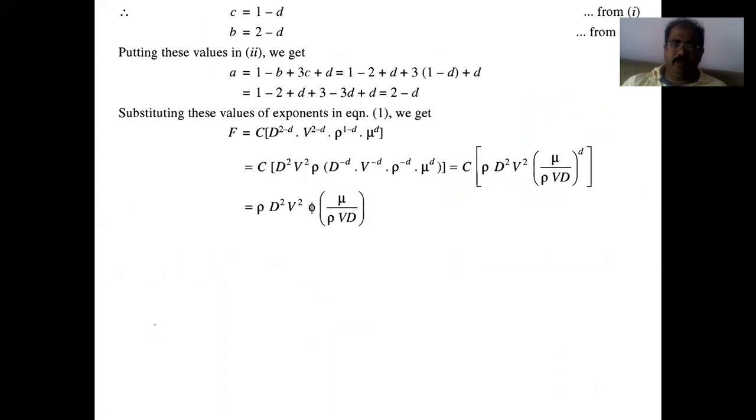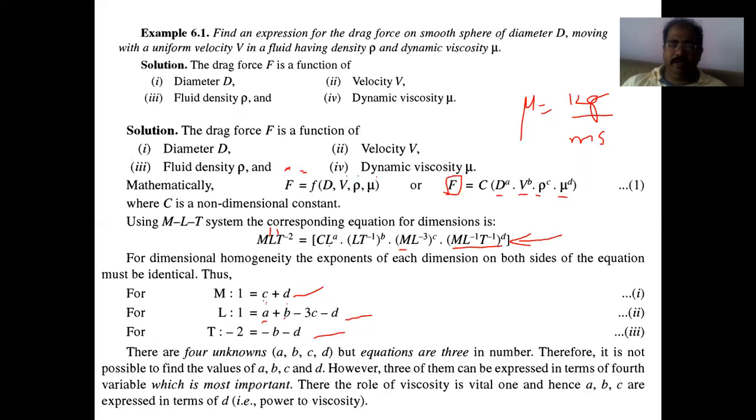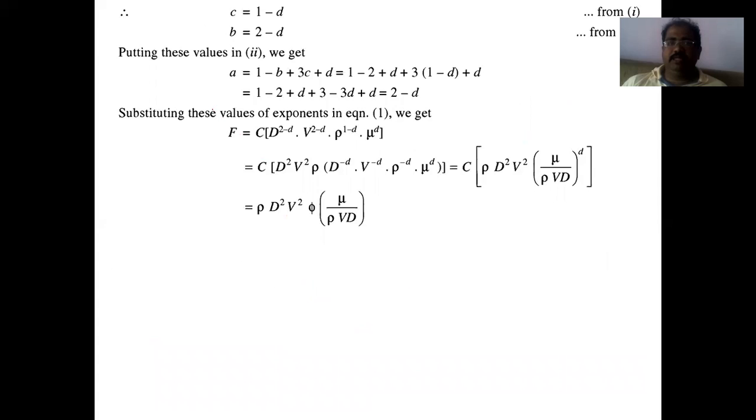So from the equation, we just find out that C is equal to 1 minus D, and B is equal to 2 minus D. So we have found these equations: C is equal to 1 minus D and B is equal to 2 minus D.